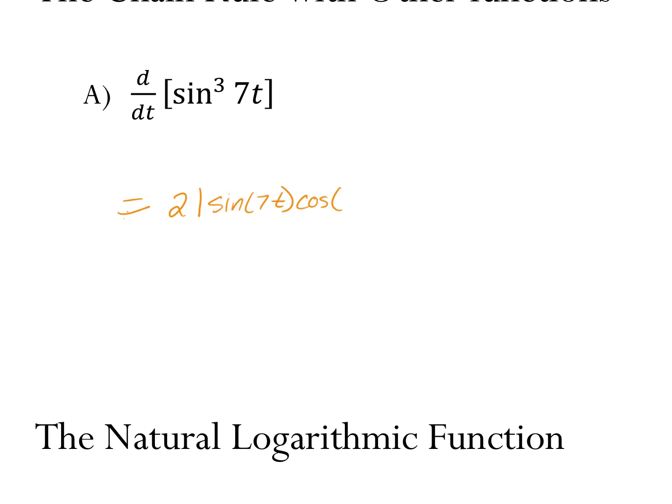How did I do, y'all? So maybe the first thing we did was 3 times sine squared of 7t, right? And then we would have to take the derivative of the sine of 7t, right? Which would be the cosine of 7t. Is everybody with me? Except I still have another piece inside there, so I'd have to multiply by another 7 because of the derivative of just the 7t.